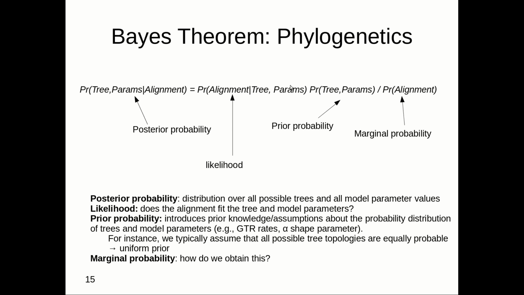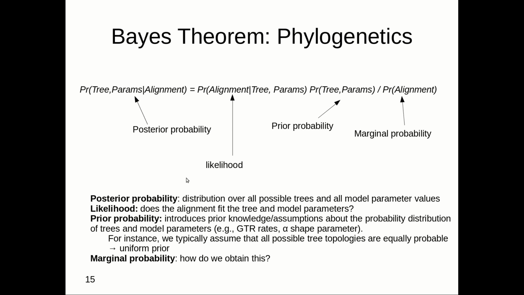So here, this has been extended for phylogenetics. So once again, what we want to compute is the posterior probability of the tree and all other relevant model parameters, so the tree topology, the branch lengths, the substitution rates, given the alignment. This is the probability of observing the alignment given the tree and all other parameters. This is the likelihood, so we know how to compute that. Then we need to assume some sort of prior probability distribution for the tree and all other relevant parameters, and then we're dividing that through the marginal probability of the alignment.